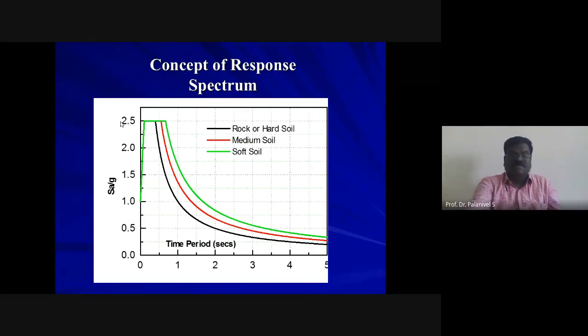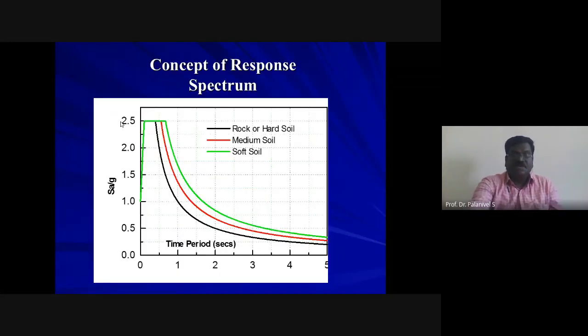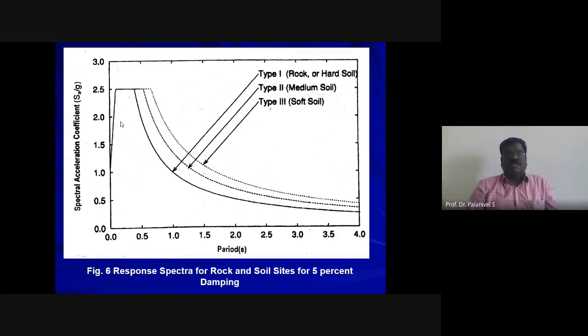We are using it in our design, right? The same plot I showed you just now is given here, for different damping, and they are idealized. Once again I am showing a response spectrum for rock and soil sites for 5% damping. This is the response spectrum we used in our IS code. One small modification, small changes, please all of you see here. In IS 1893, 1984 and then 2002, in both revisions, this is the response spectrum followed.